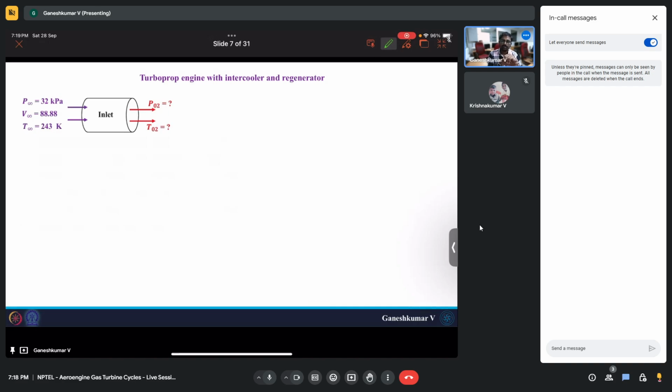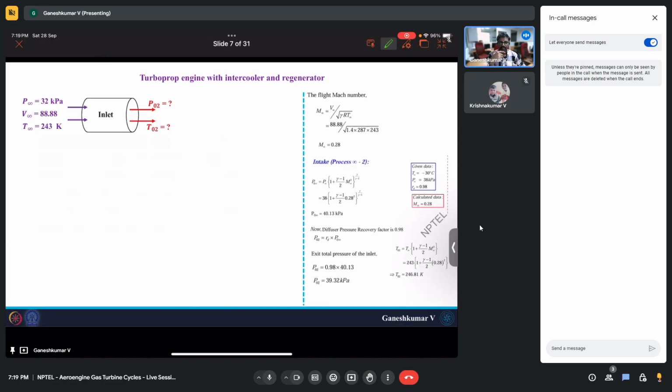First, initially we have the inlet. For the inlet, we need to know the flight Mach number. 320 kilometer per hour is nothing but 88.88 meters per second. There is a meters per second missing, which I will correct. The flight Mach number here is going to be 0.28. Now the intake process has no change as such compared to the lectures. We have taken the conditions to be the same.